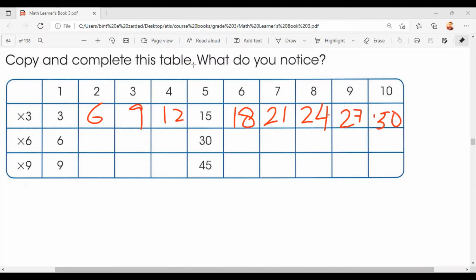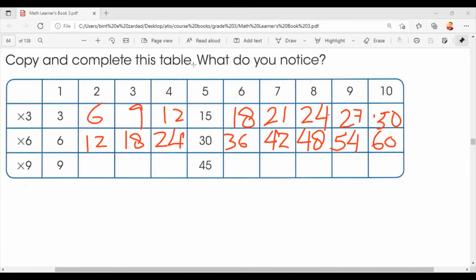So 6 one time 6. 6 2 times 12. 6 3 times 18. Then 6 4 times 24. Then 30. Then 6 6 times 36. 42. And 6 8 times 48. 9 times 54. And 6 10 times 60.